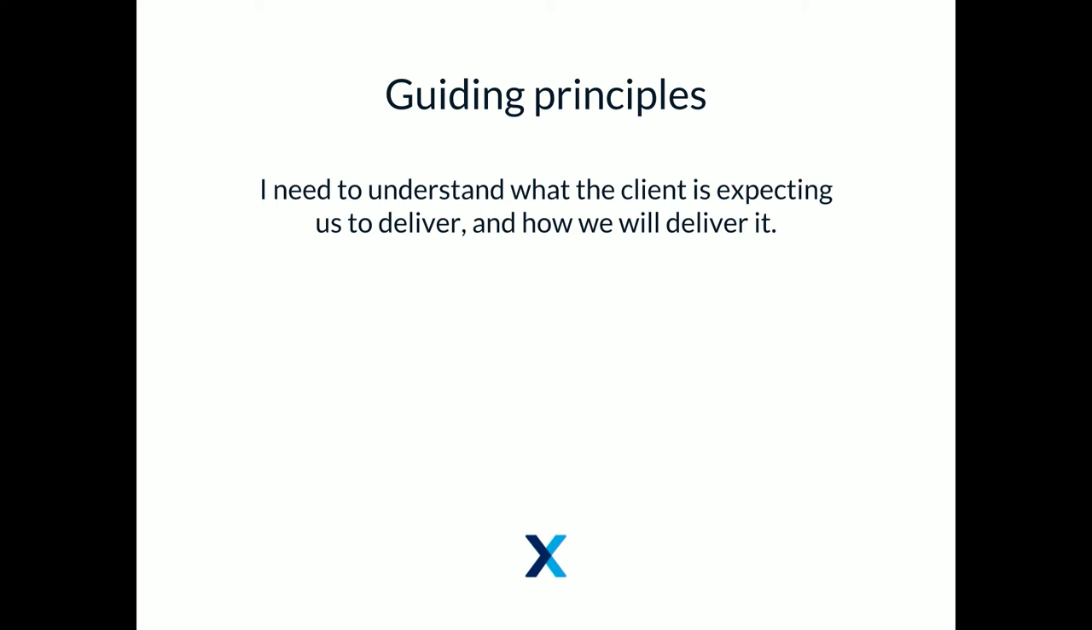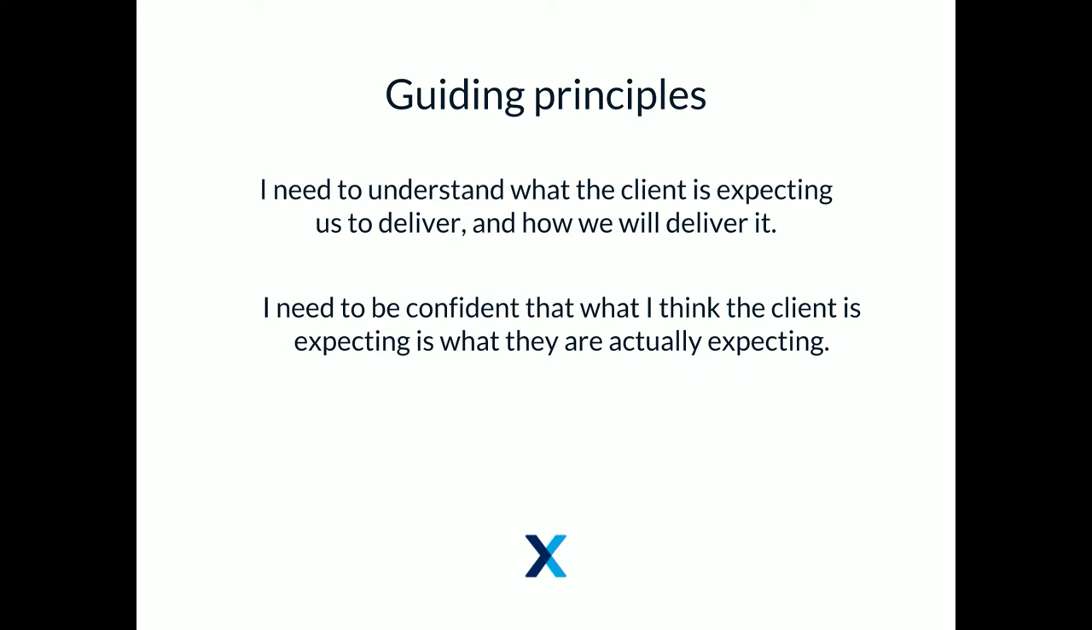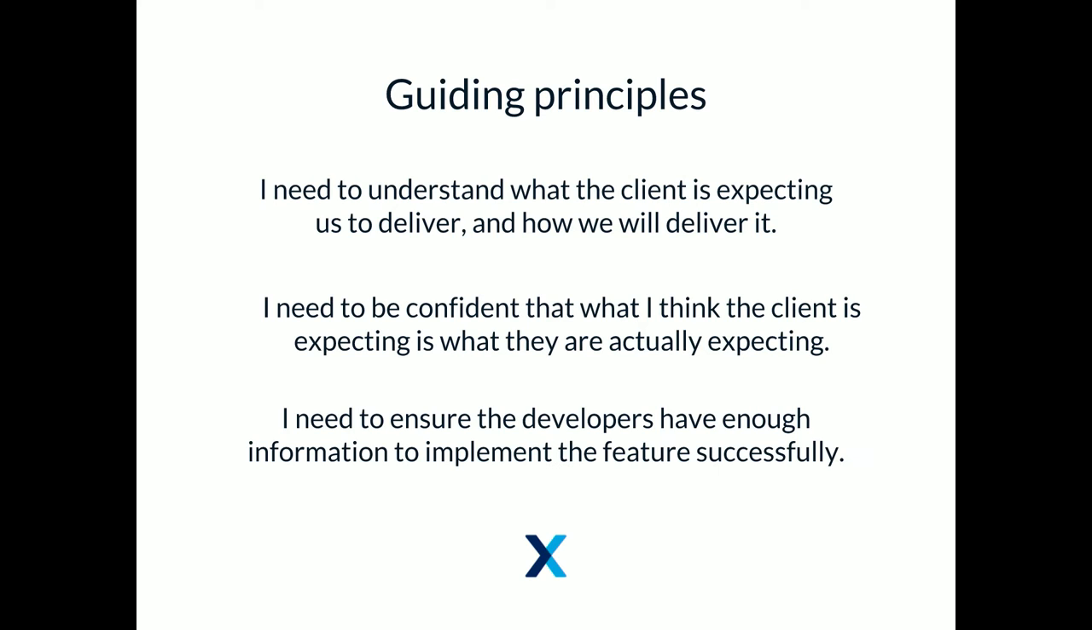So the first thing that I strongly believe is I need to understand what the client is expecting us to deliver and how we're going to deliver it. The second thing is I need to be confident that what I think the client is expecting is actually what they're expecting. And the third thing is I need to ensure that developers have enough information to implement the feature successfully. So I think these are really useful to come back to before you send it over to a developer or a team to look at. Just think, have I met these three principles?